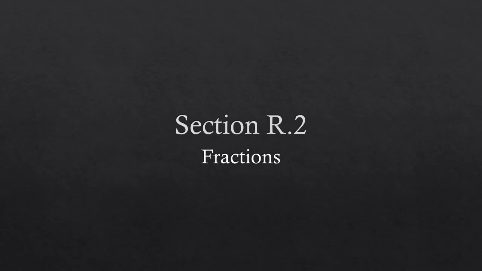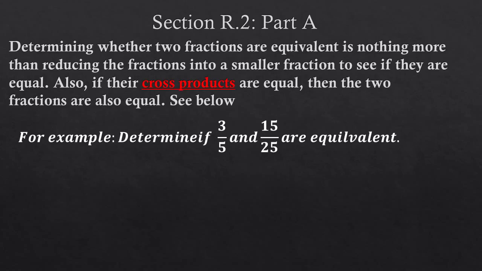Section R.2, fractions. Determining whether two fractions are equivalent is nothing more than reducing the fraction into a smaller fraction to see if they are equal. Also, if their cross products are equal, then the two fractions are also equal.